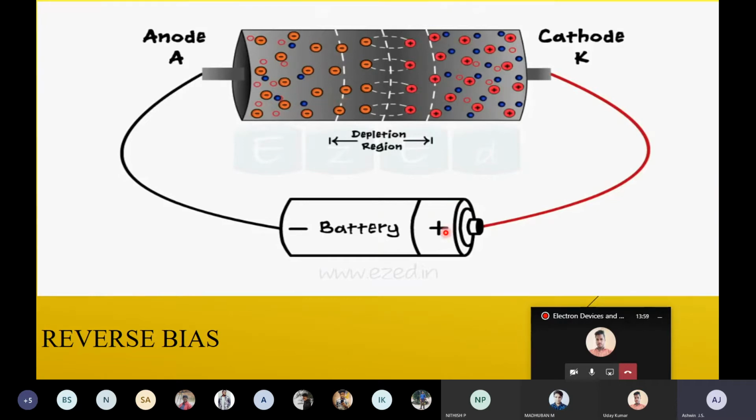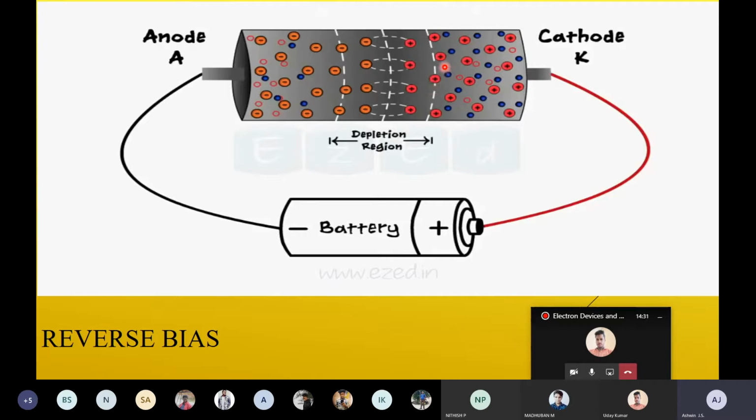So after giving the negative to the anode and the positive to the cathode, it is trying to attract. So here I'm giving positive, right? Here it is n type, so n type having positive. I'm connecting n type to positive, and n has a majority of electrons. Electrons are negatively charged, so positive and negative will try to attract. Due to attraction, the electrons are moving away from the junction.